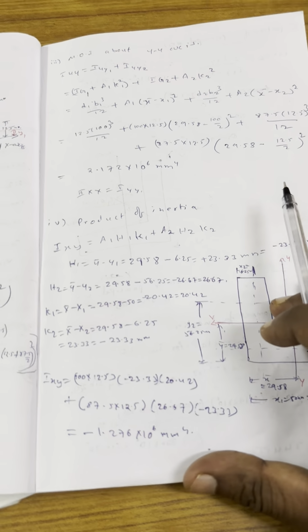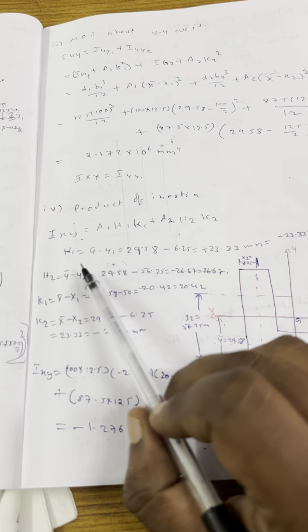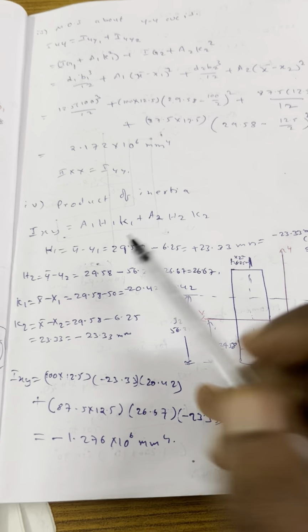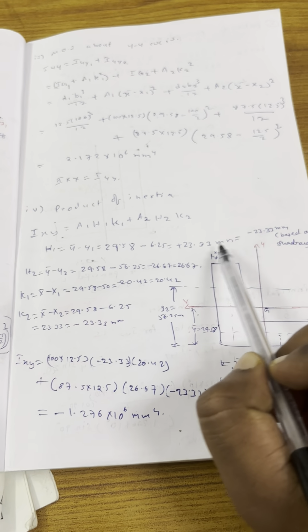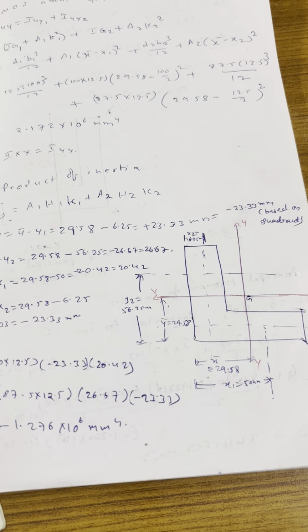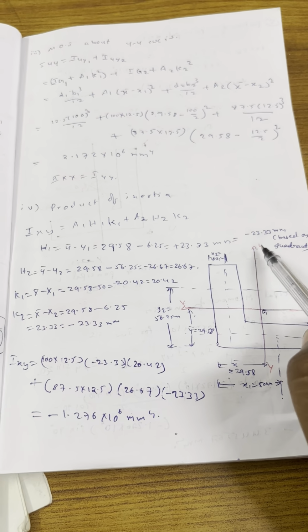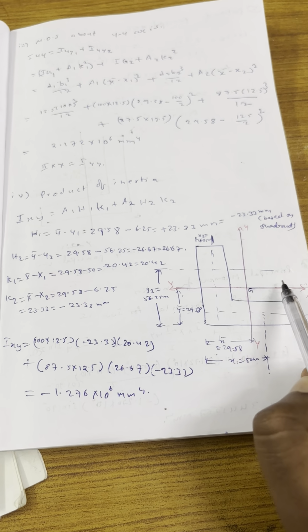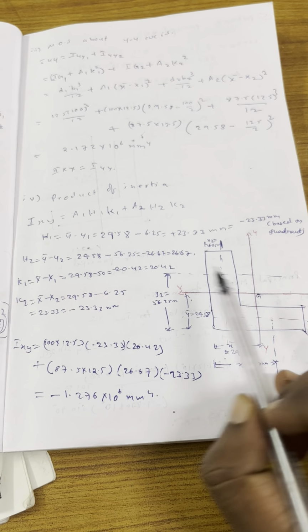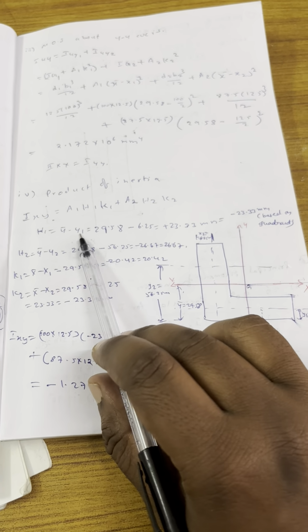Now what is h1 here? A1, A2 we know. h1 is y bar minus y1. So y bar we know, y1 we know. If you substitute, you are getting this one. But we need to take minus 33 mm based on quadrant, because see, this is our new x-axis, y-axis. Now from here we need to take y bar minus y1.